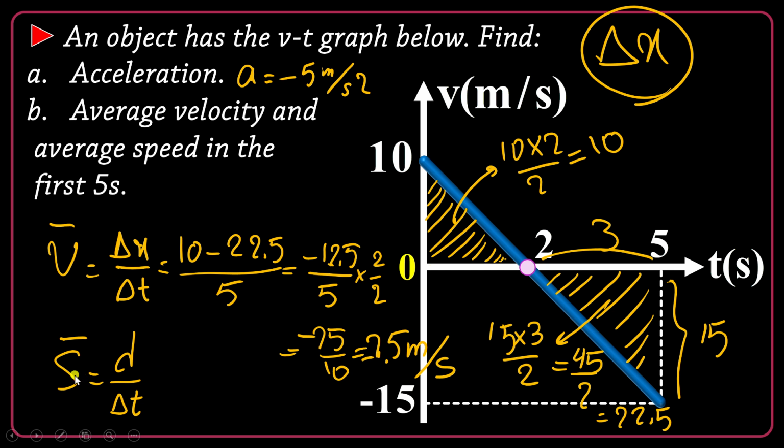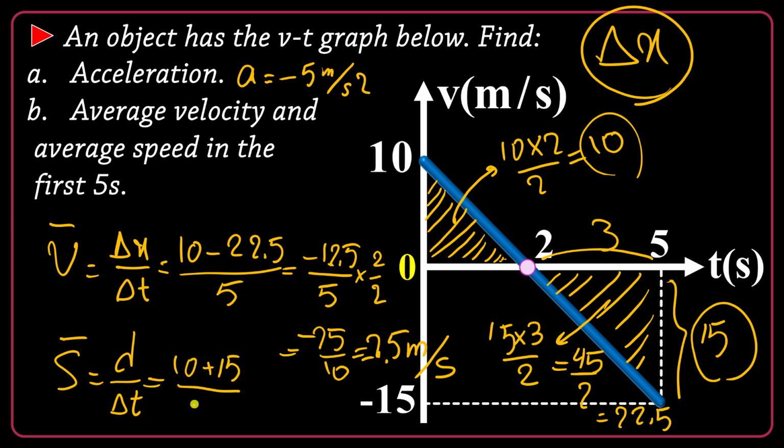About the s-bar, the average speed, it's not that complicated. D is the distance traveled here. So the distance traveled is 10 plus 15. It's very easy. You don't have to pay attention to any negative sign. So it's 10 plus 15 over total time. Delta t is 5 here. So it's going to be 25 over 5, which is 5 meters per second.